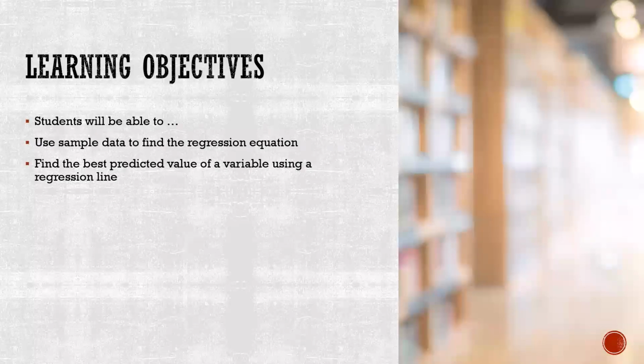Now what we're talking about is how can we use that relationship to make predictions? And if there's a linear relationship, what line is the best line to model that relationship? So we will use sample data to find the regression equation, and we will find the best predicted value of a variable using a regression line. But to do this, we're going to have to remember a little bit of algebra 1.